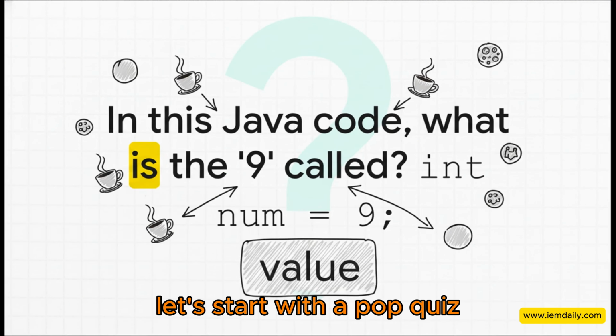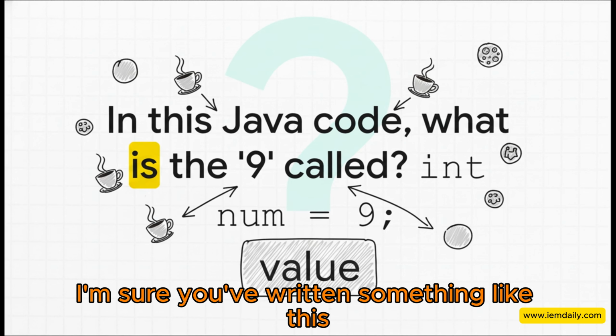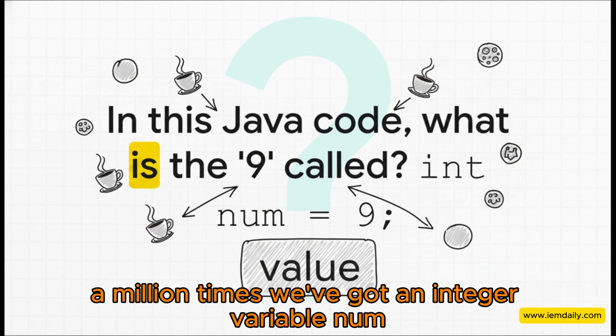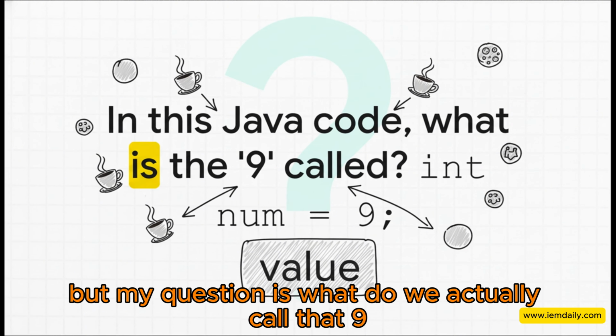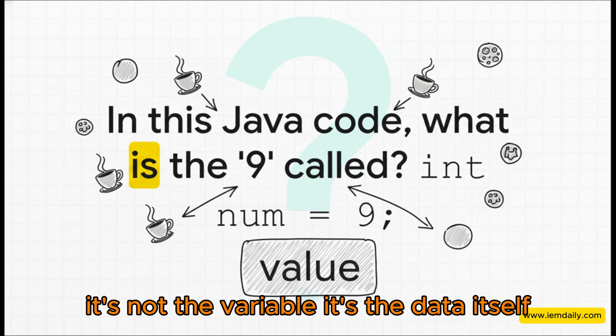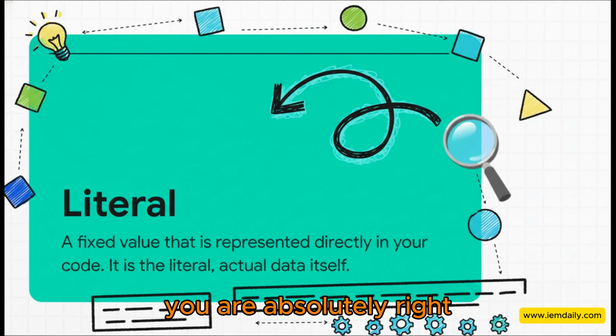All right, let's start with a pop quiz. Take a look at this line of code. I'm sure you've written something like this a million times. We've got an integer variable, num, and we're giving it a value. But my question is, what do we actually call that 9? It's not the variable, it's the data itself. Any ideas? If you guessed literal, you are absolutely right.